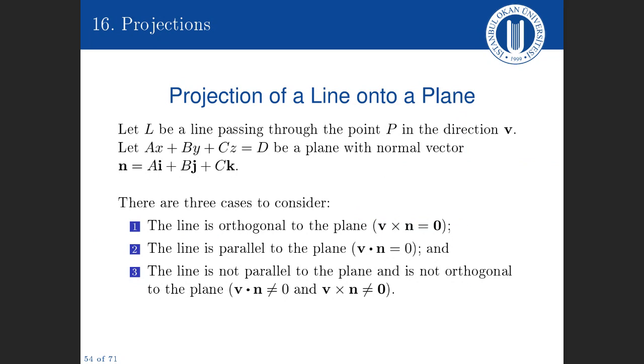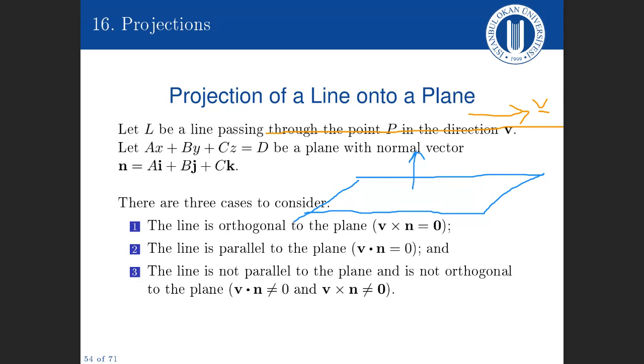The second case we're going to be considering is the case where the line is parallel to the plane. So again, here's my plane, and here's my line. Now remember, here's the vector v, and here's the vector n. We know that we have a line parallel to a plane if these two vectors are orthogonal. In other words, if their dot product is the number 0.